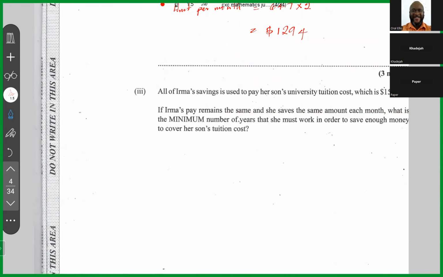Hear this now. It says all of Irma's savings. So please remember, you're going to ask the questions afterward. After I'm finished, you can ask questions.